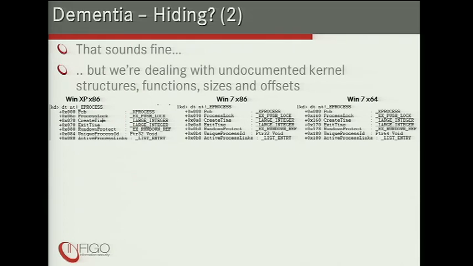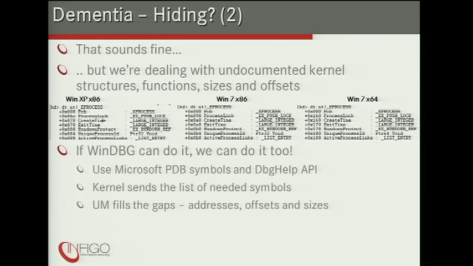Okay, that sounds easy. But remember that we are dealing with undocumented kernel structures, with undocumented and unknown offset sizes, addresses, and everything else. Here we can see that eProcess block offsets differ from version to version of Windows operating system. It's of course different on 64-bit and 32-bit versions of Windows because of the pointer size differences. I could have hard-coded these offsets, but I wouldn't want to do that. So if WinDebug can do it, we can do it also.